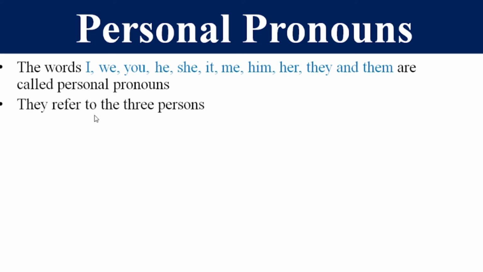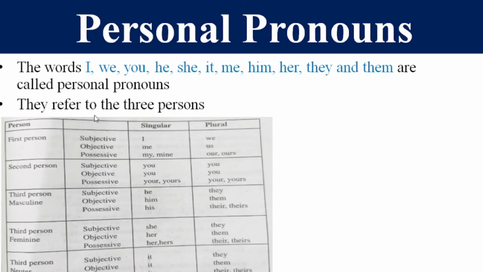They refer to the three persons, as we discussed in the previous slide: first person, second person, third person. Earlier we discussed them in the form of subject, object and possessive. Here also, look at it. This chart will help us understand how personal pronouns can be used. They refer to the three persons, that is first person, second person and third person. In third person, there is masculine gender, feminine gender and neutral also.